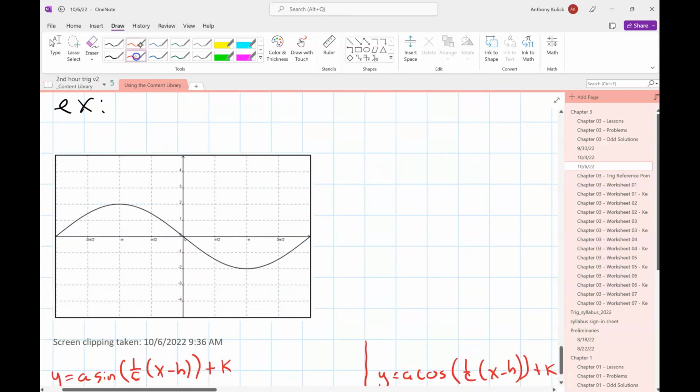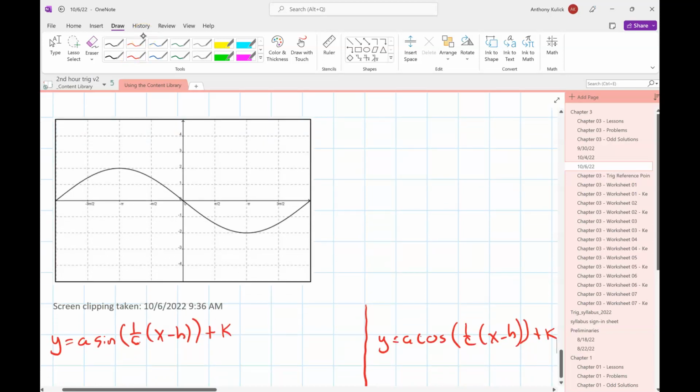All right. So Mr. Kulik likes to start by finding the midline, which looks to be this spot right here. Everybody agree that that's dividing it in half? That is the equation y equals 0, which tells me the value for k is going to be 0. Everybody okay with that?